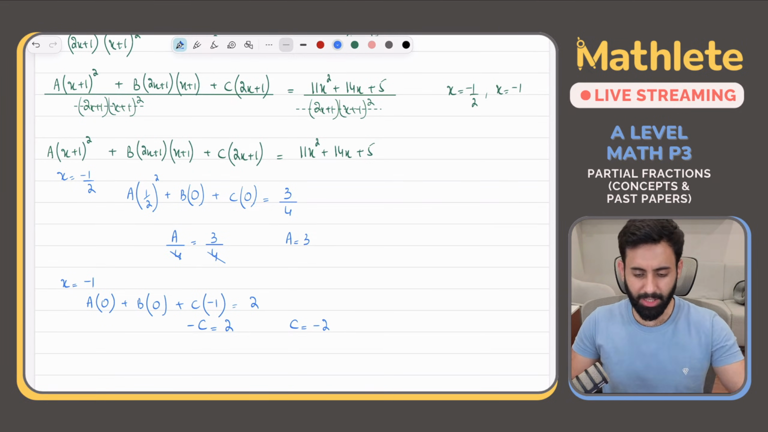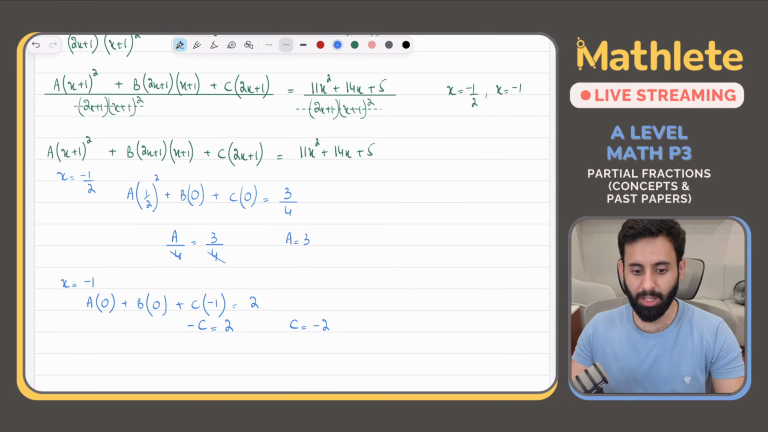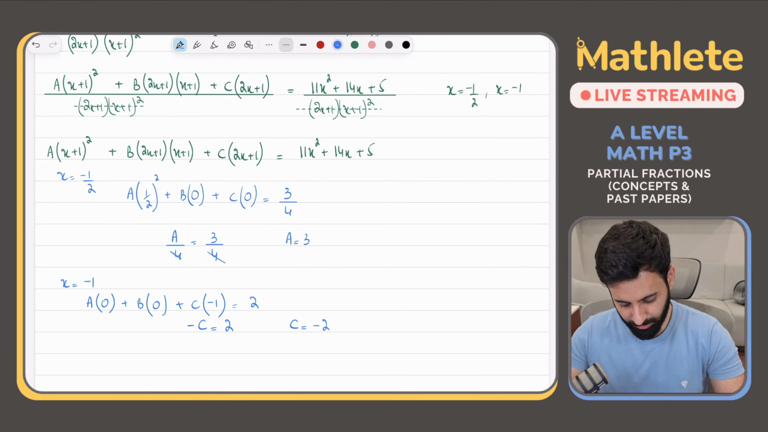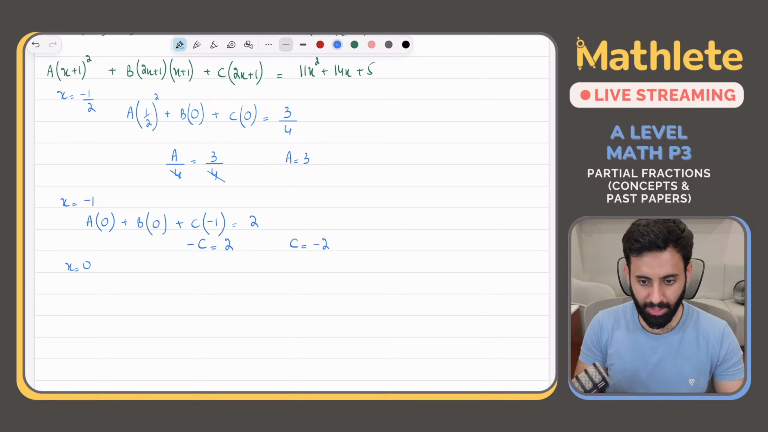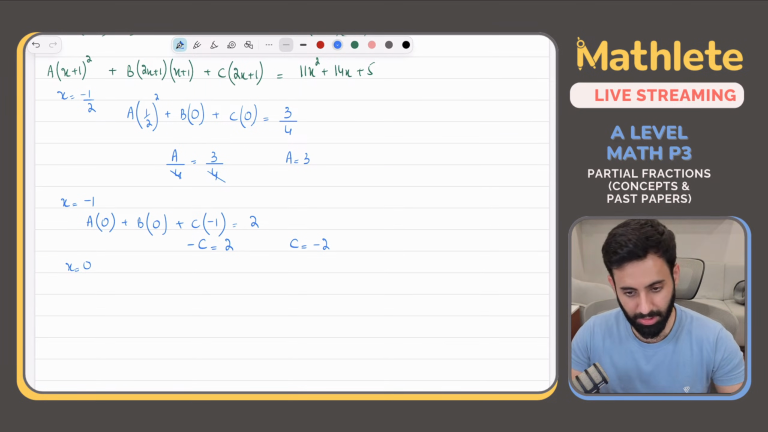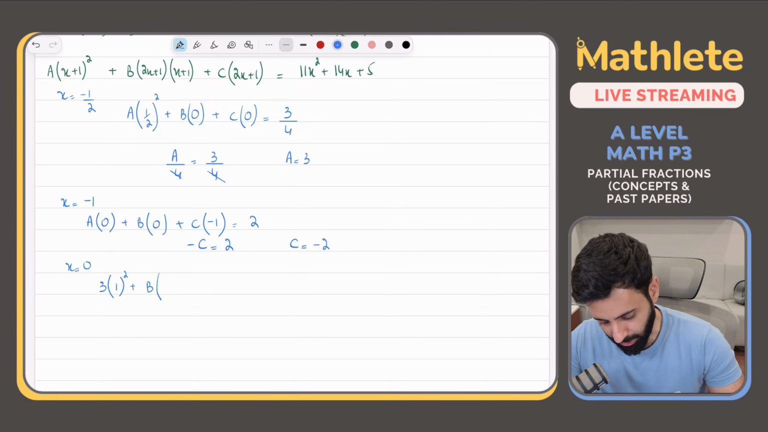I can substitute any value to find out the value of B. And I should use the existing values of A and C. So it's not necessary that I have to make A and C equal to 0. I can substitute any value and use the existing values of A and C. So A is 3. 3 into 0 plus 1, that's 1 squared. B is the value that we want.